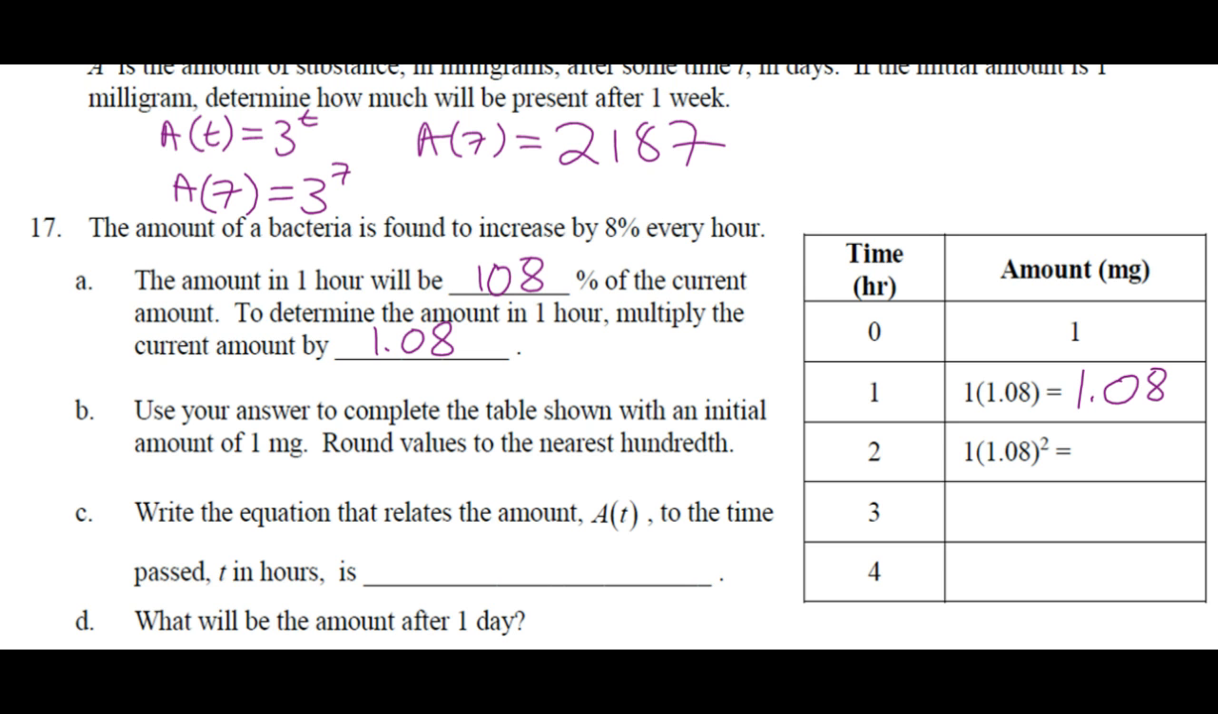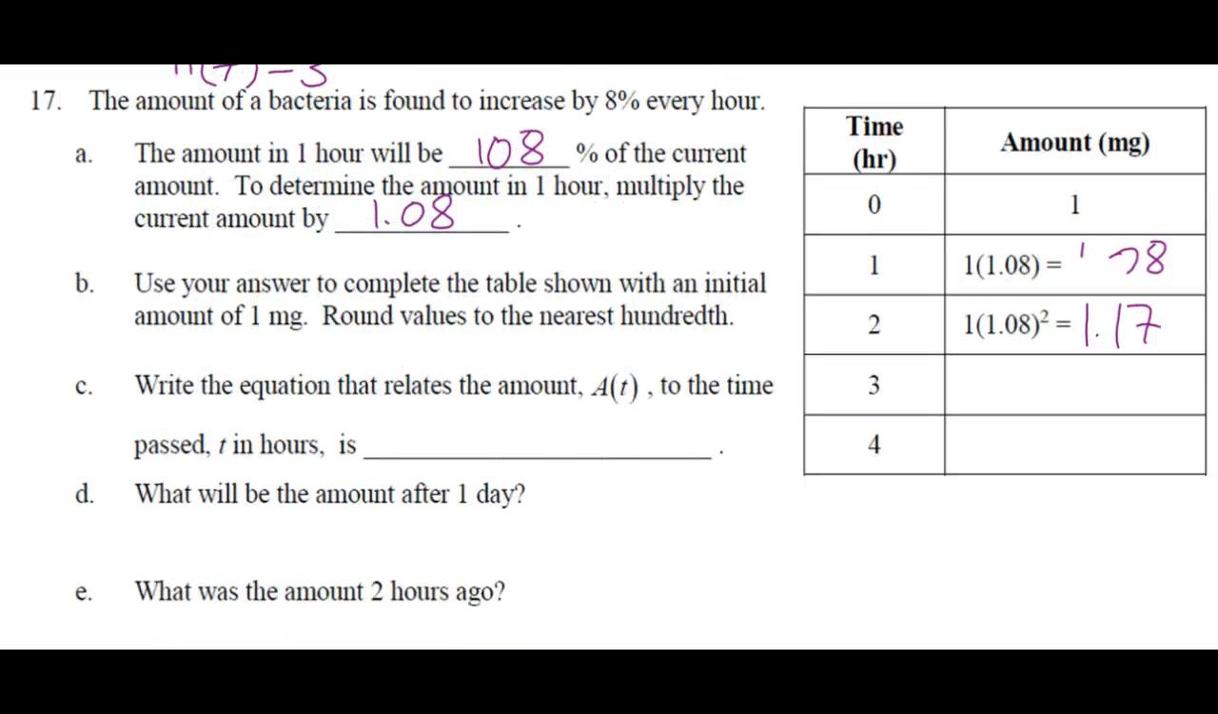At time 2, it's the initial amount 1 times 1.08 squared, which is... We're rounding to the nearest hundredth. Somebody yell it. 1.17. 1.17, thank you. When you're doing the calculations, don't round intermediate answers. So this will be 1 times 1.08 cubed, and the initial amount 1 times 1.08 to the fourth. So what do you got? 1.26, 1.36.